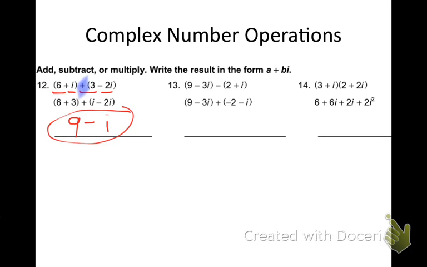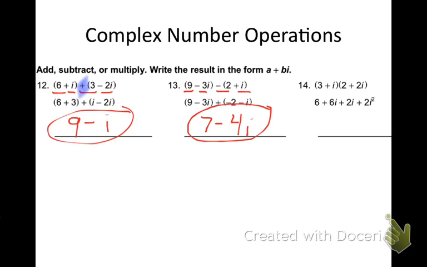Number 13. 9 minus 3i minus 2 plus i. So again, I want to combine like terms. 9 minus 2 gets me 7. Negative 3i minus i gets me negative 4i. I'm left with 7 minus 4i. Okay. And then number 14.